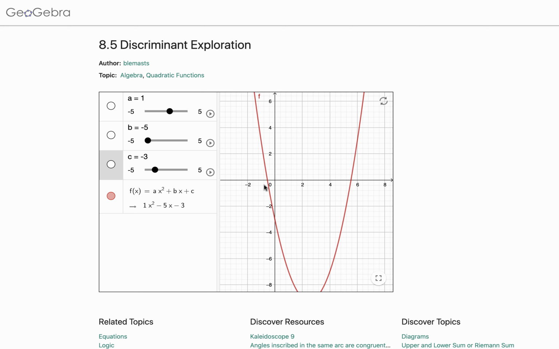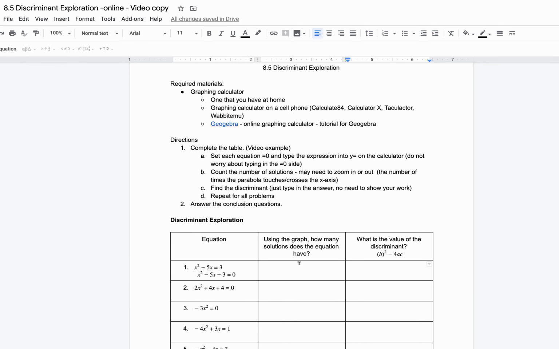And it looks like I have one solution here, and I have one solution here. Now we don't really care what they are right now. Our goal is not to actually solve this, it's to figure out how many solutions it has. So how many times does this equation equal 0? And equaling 0 means the x-axis. So we're crossing the x-axis twice. So I have 2 solutions. And then you'll go on and find the discriminant.